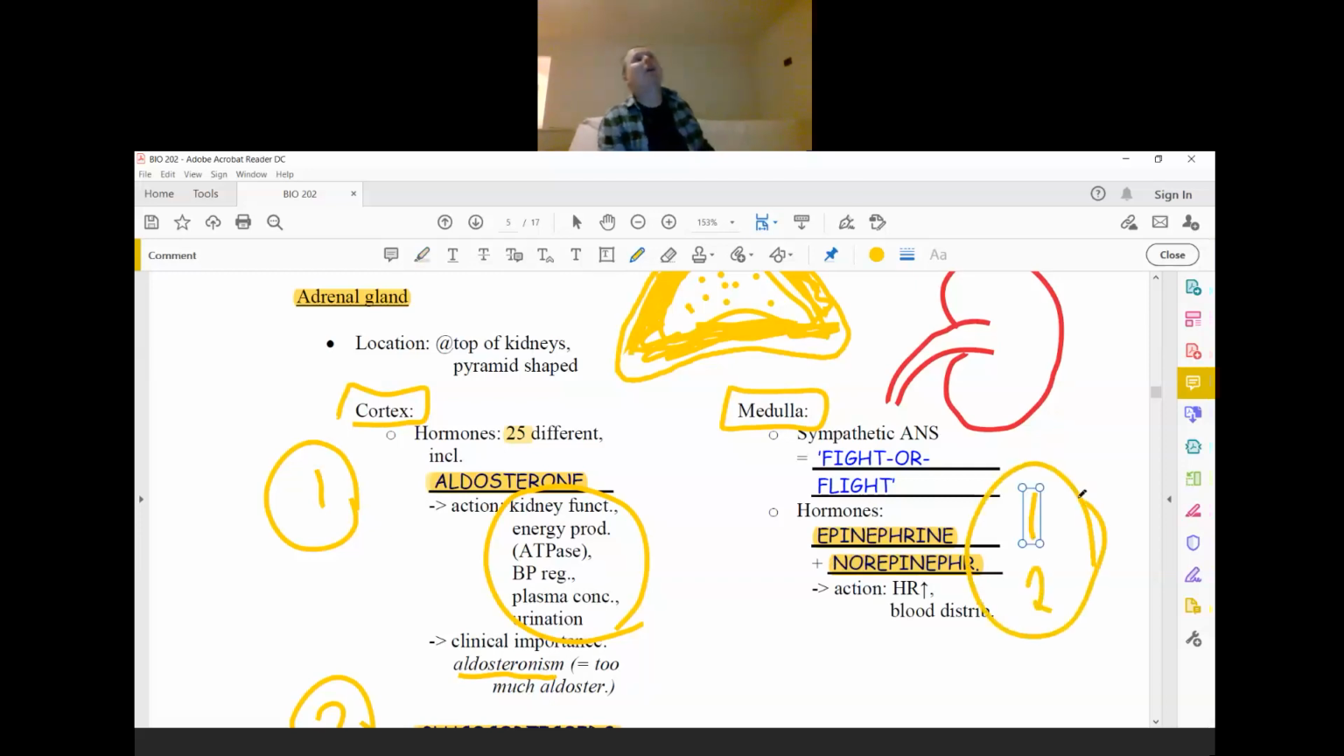So these help with bringing up the heart rate, reorganizing the blood distribution in the body, and so forth. When might we see this? Well, if you think back to when we talked about the autonomic nervous system in BIO201, there were two branches to the autonomic nervous system. We had the sympathetic nervous system and the parasympathetic nervous system.